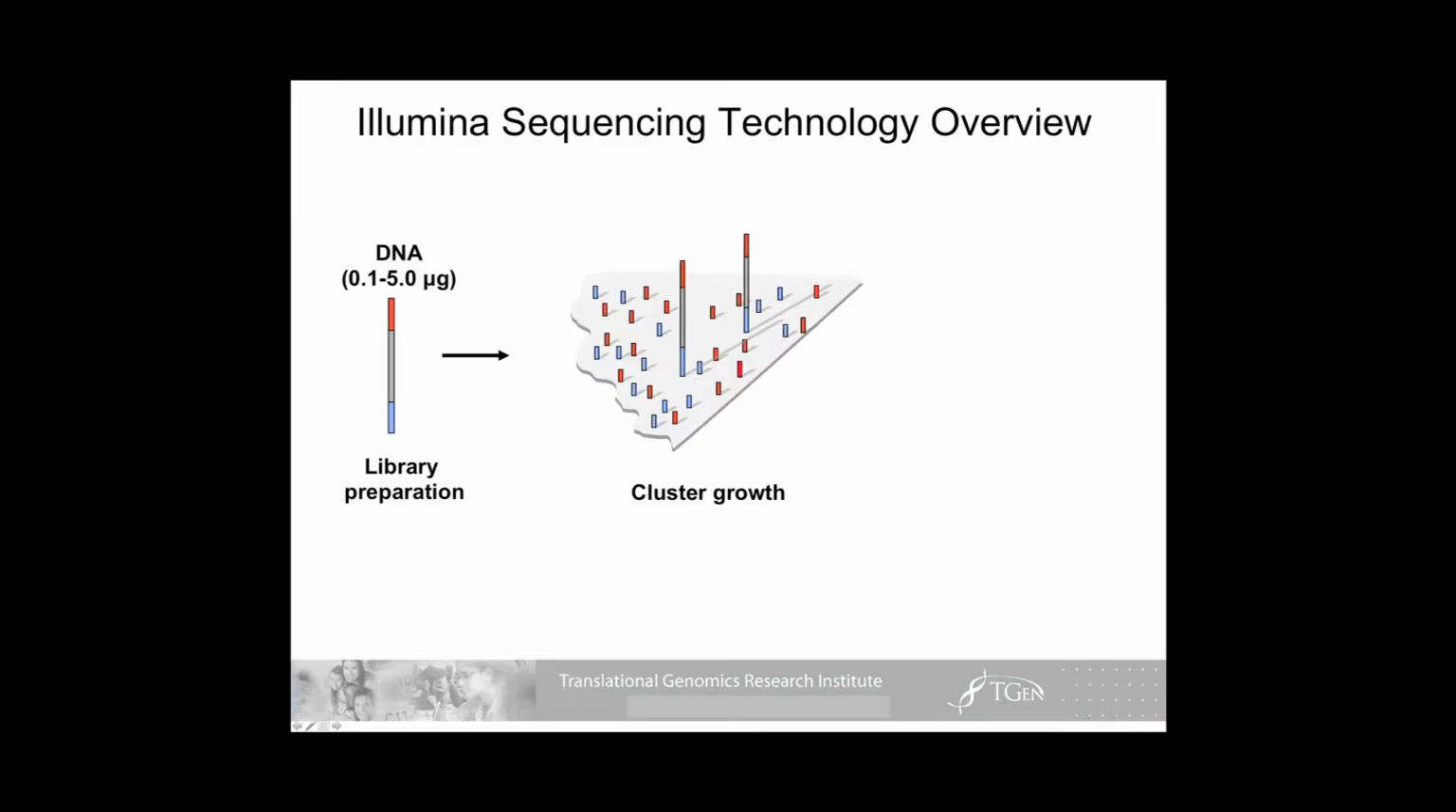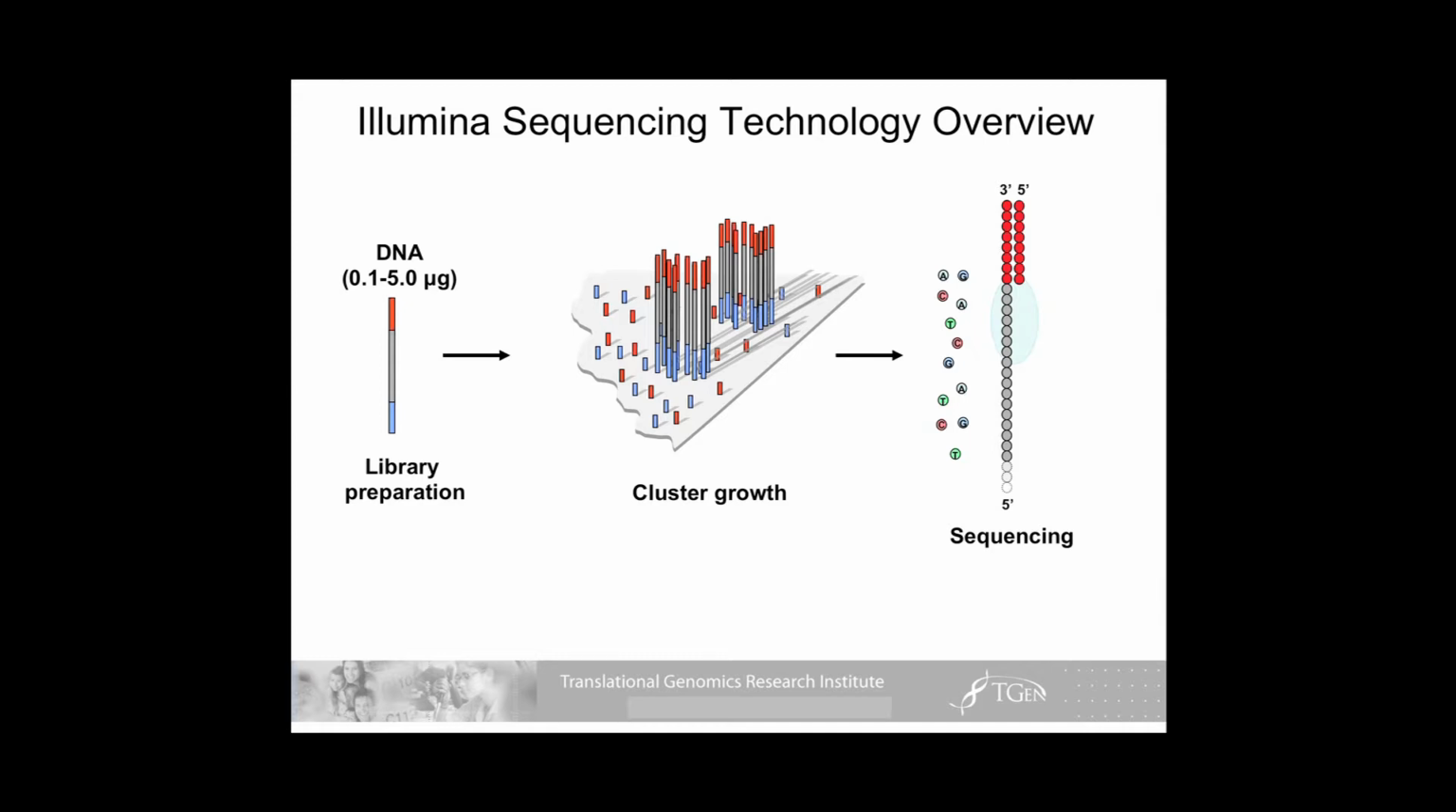So once you have your library prep, and this is DNA or RNA, you then do what's called cluster growth on your bead, where you're doing bridge PCR. And so now you've enriched for sequences on your bead. You're then going to actually go through the sequence.